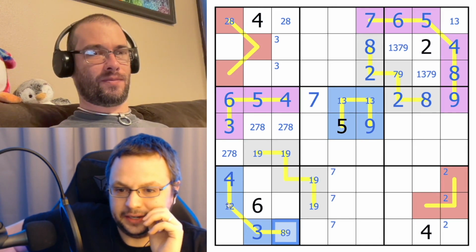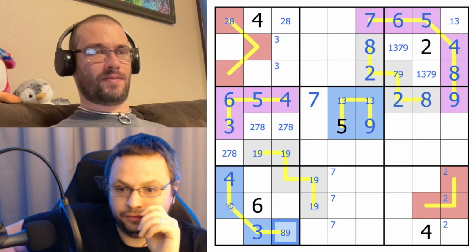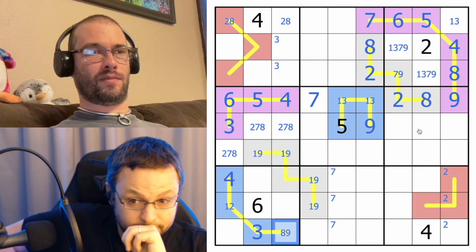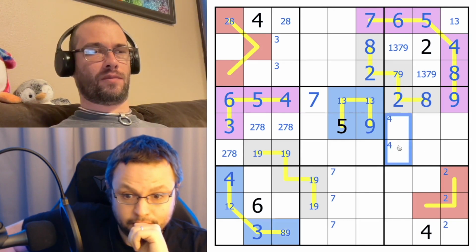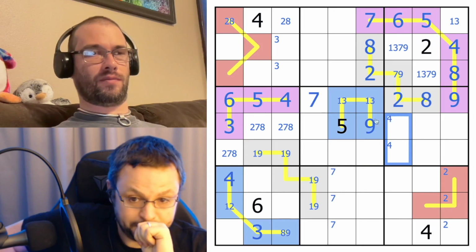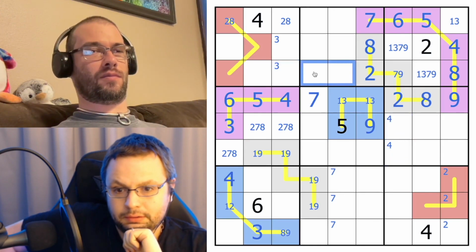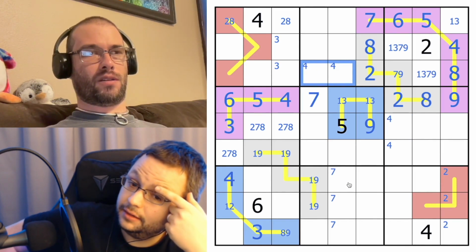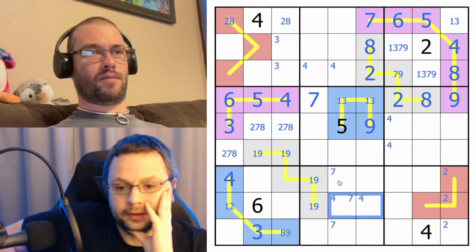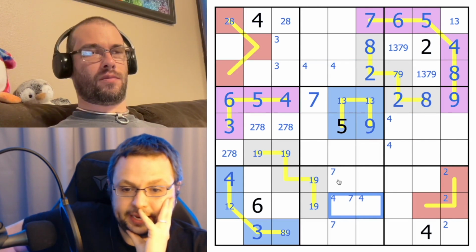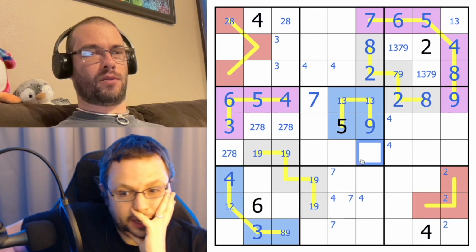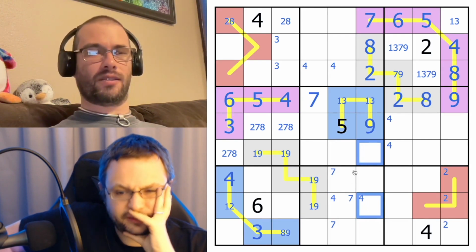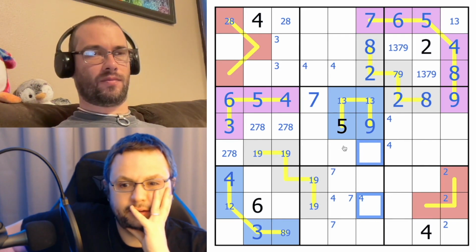Let's see. Four in one of two places in box six while we're doing Sudoku on fours. One of two places in box two. One of two places in box eight. I don't know if any of that helps one bit, but what are you going to do? Only goes two places in column six. Let's mark column six for candidates.